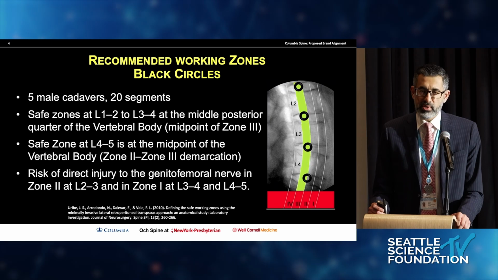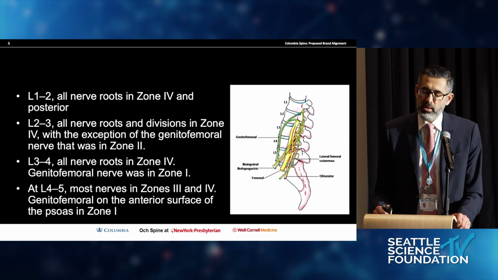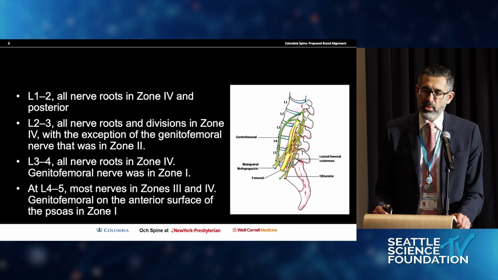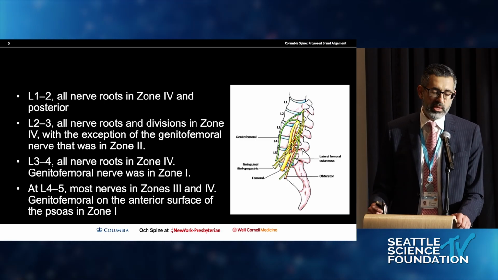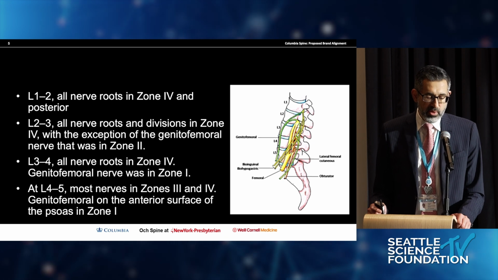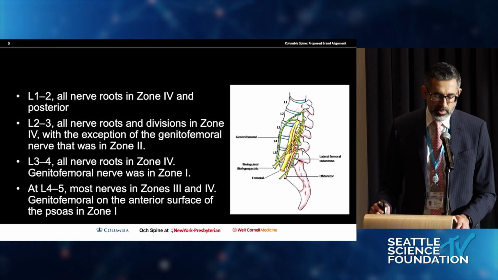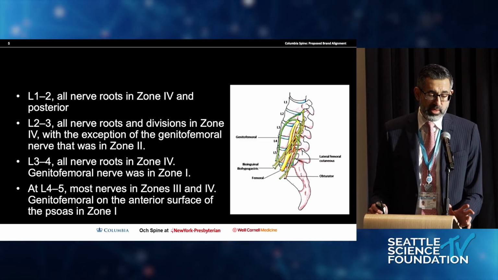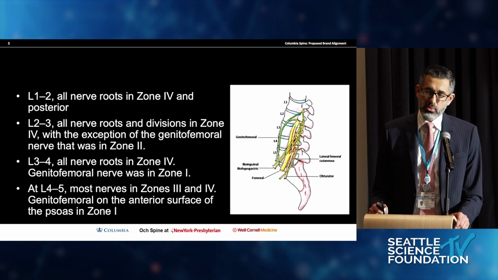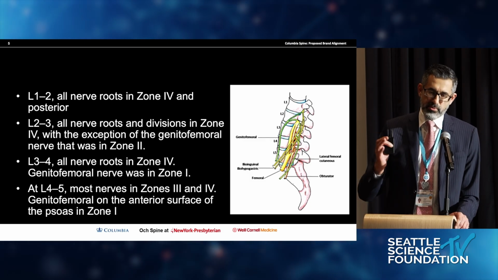And for L4-5, it's a little bit more anterior because, as we see here, the plexus does start to come, or a lot of the nerves do start to come more anterior as we get lower down towards L4-5. If you look at specific disc levels, from this study at least, at L1-2 they found that most of the nerves were in zone 4, so posteriorly. If you're anterior, you're fine.